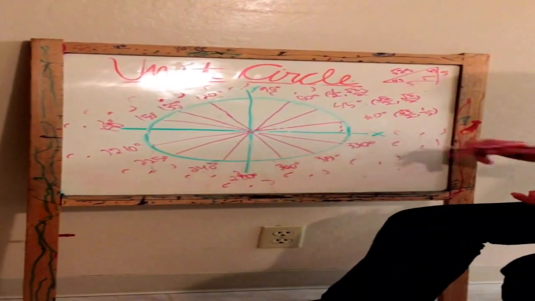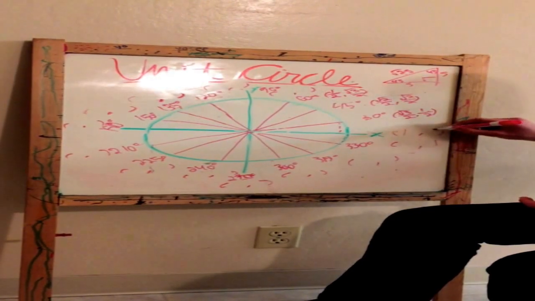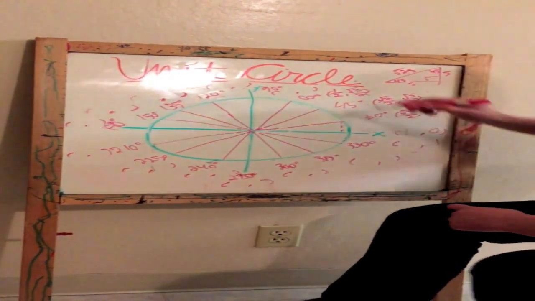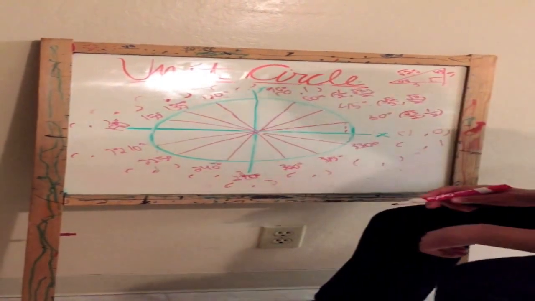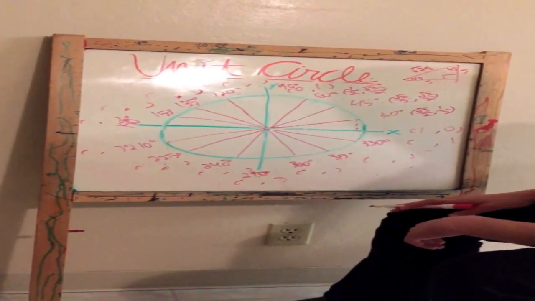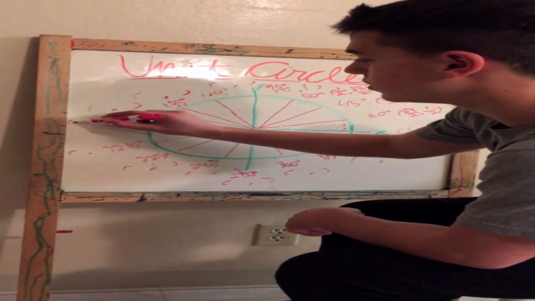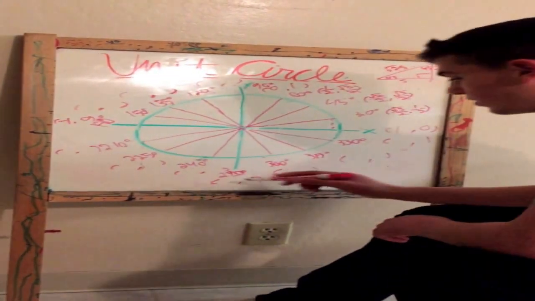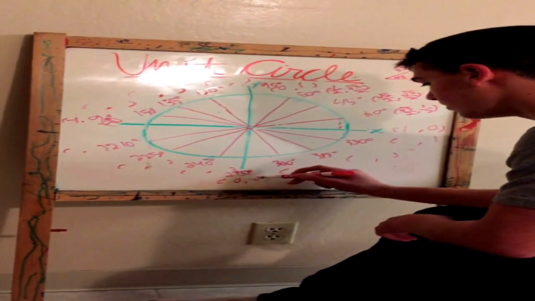Also, on the x-axis, this would be 1, 0, because it's 1 point and then 0 up. Y would be 0, 1. 180 degrees would be -1, 0. And 270 degrees would be 0, -1.